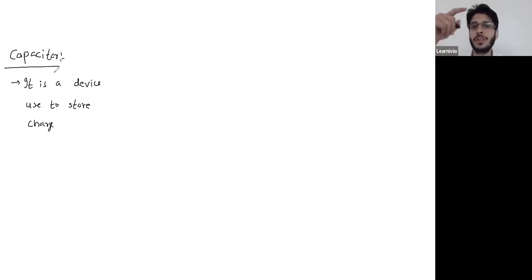So there's a difference between capacitance and capacitor. Capacitance is the property, the charge holding capacity of a conductor. And a capacitor is a device which can store charge. So it's a device used to store charge.